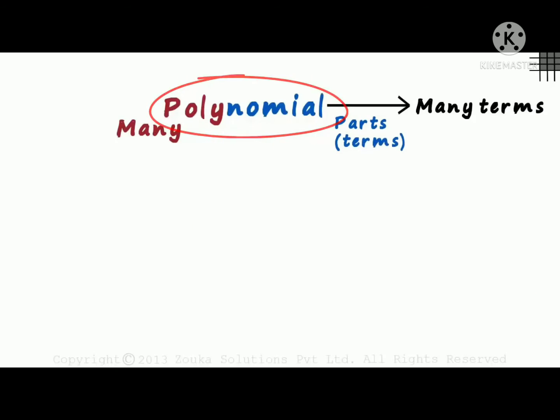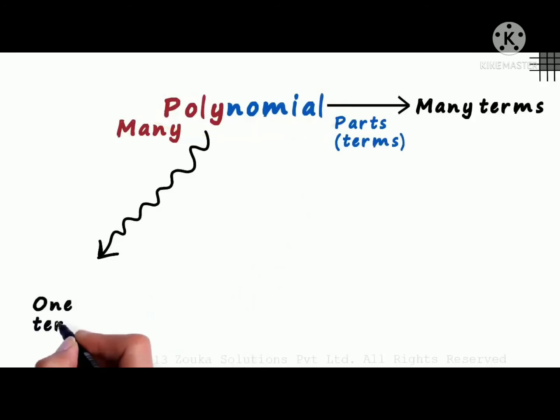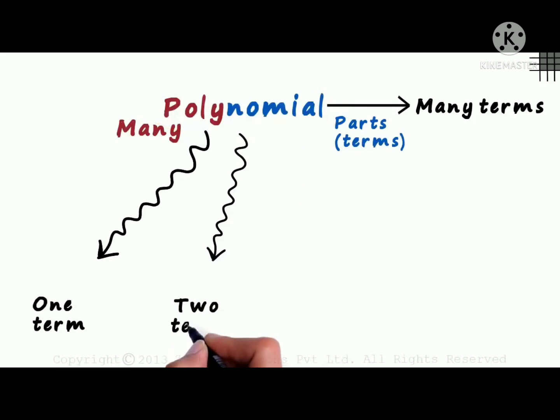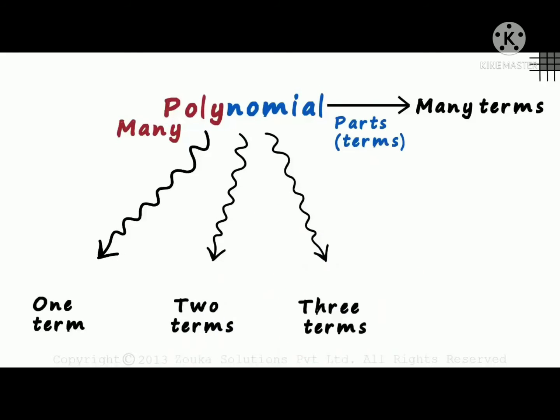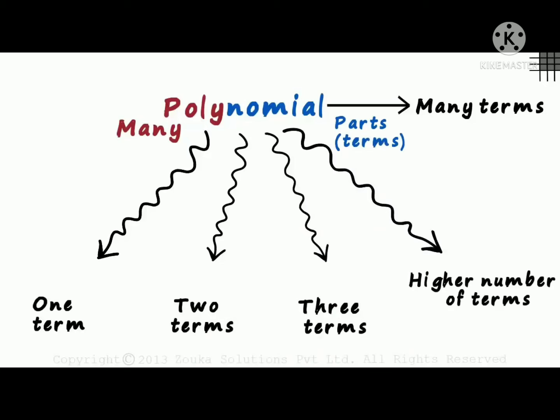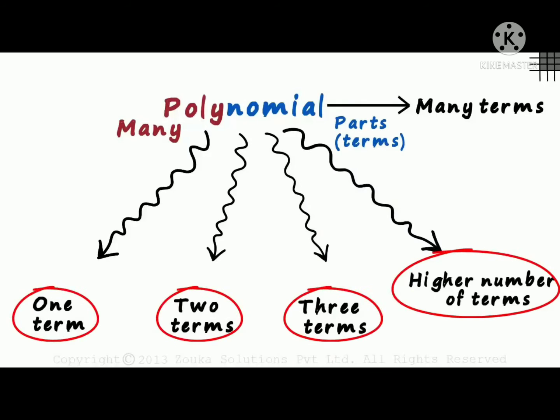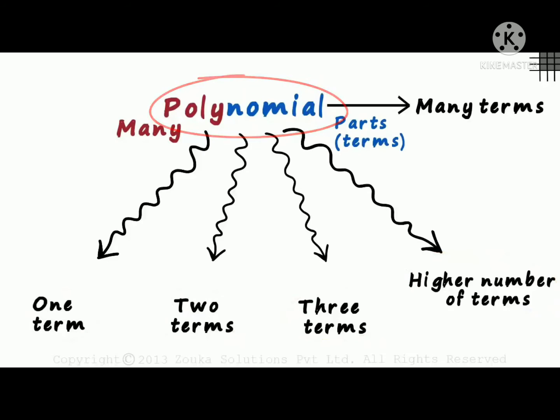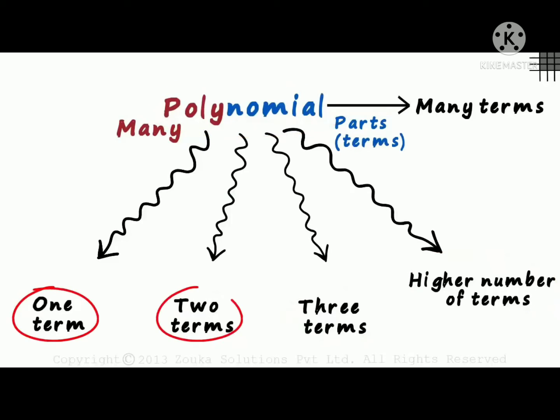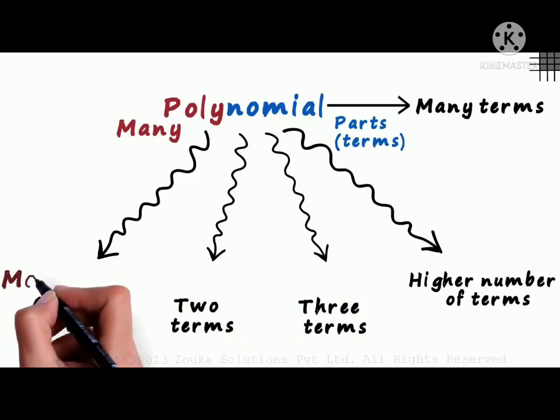There are different types of polynomials. A polynomial can be an expression with just one term, or two terms, or three terms, or maybe even a greater number of terms. All these categories come under one roof, which is the polynomial. Expressions with just one term, two terms, or three terms are given special names.